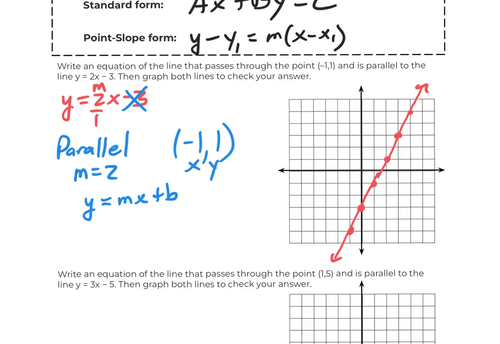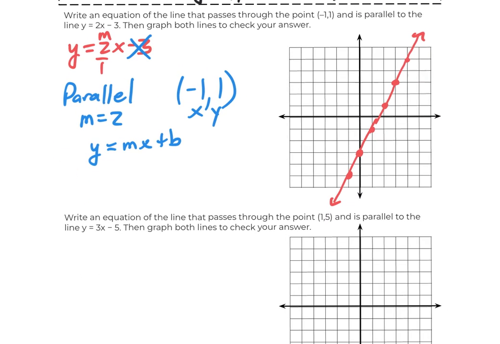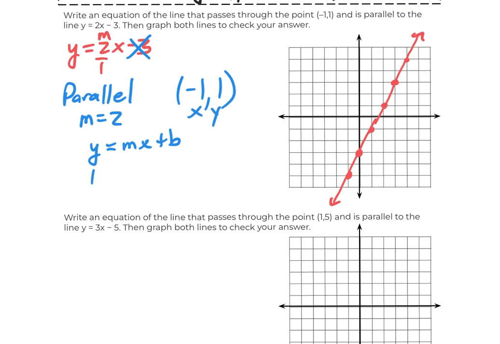The only thing that I don't know in this equation is b. I have a y value, I have an m, I have an x, but I don't have b. I don't know where the y-intercept is. So I have to find that y-intercept. So I'm going to plug 1 in for y. I'm going to plug 2 in for m. I'm going to plug negative 1 in for x, plus b.